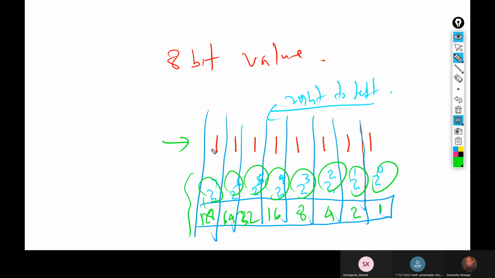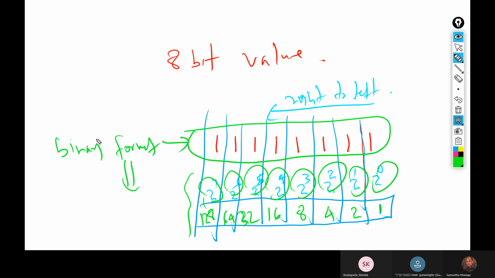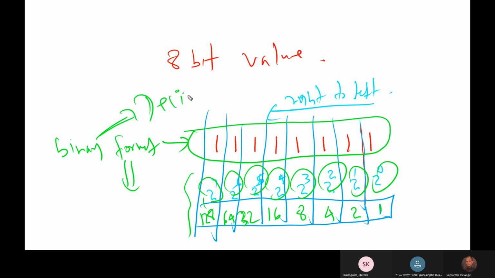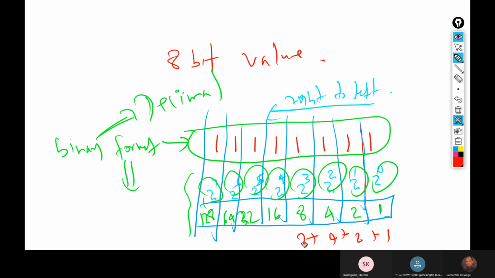Now, all these values are 1. This is binary format. Now we calculate this binary value into a decimal value. We are converting binary into decimal. How are we going to do it? We just add these values, because every digit is 1. That means 1 plus 2 plus 4 plus 8 plus 16 plus 32 plus 64 plus 128.